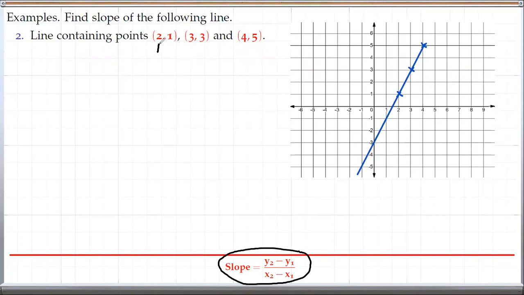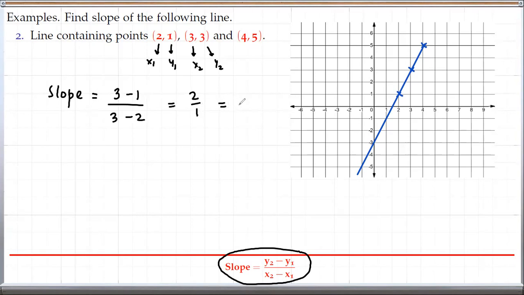So let's try using this point here as x1, y1, and let's use that point as x2, y2. So using those 2 points, slope would be y2 minus y1, so 3 minus 1, over x2 minus x1, 3 minus 2. So 2 on the top and 1 in the denominator. So slope is 2.